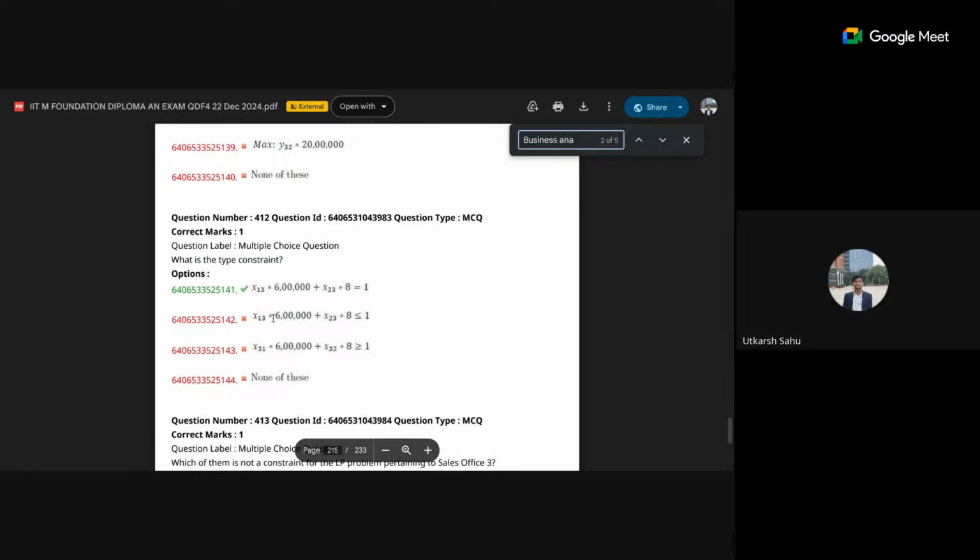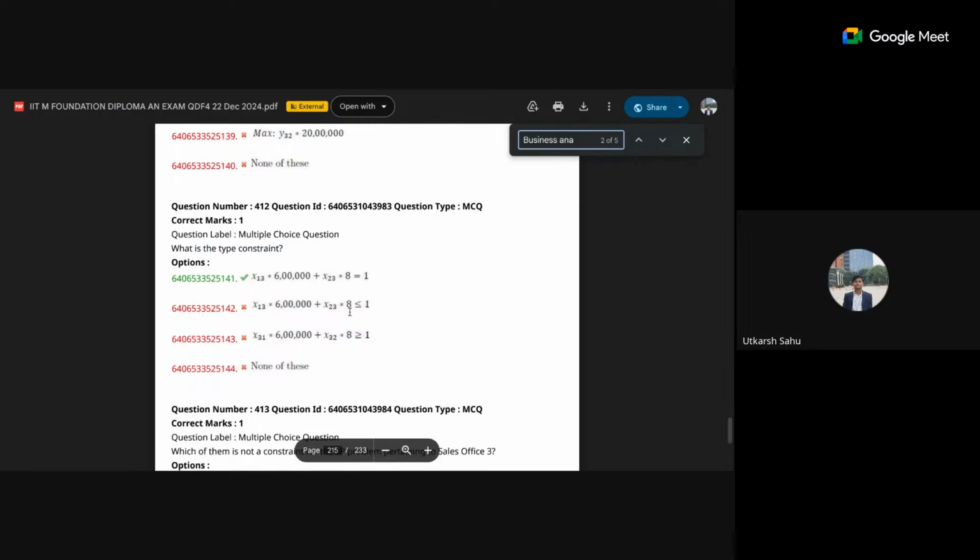You got this answer. This is wrong because less than equal to is not needed. We need strict equality. Another one, greater than equal to, not possible. So we need strict equality. That is why this was the correct one.